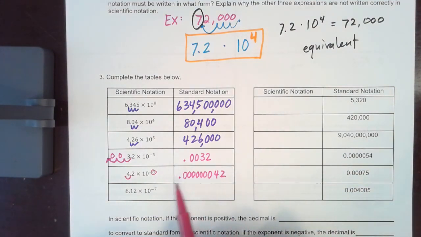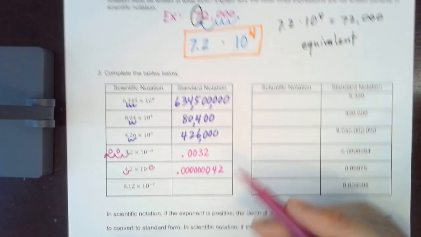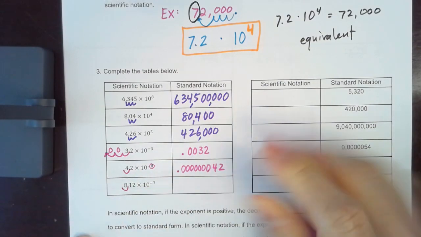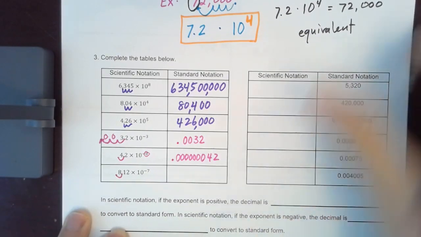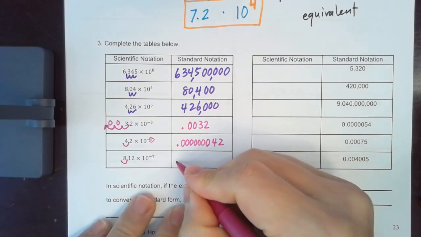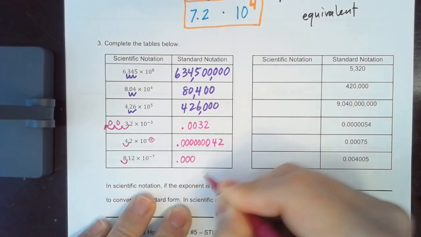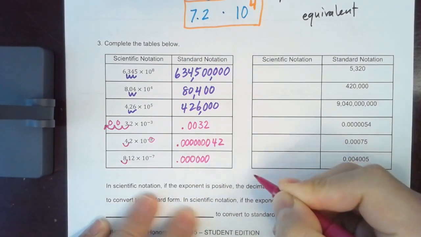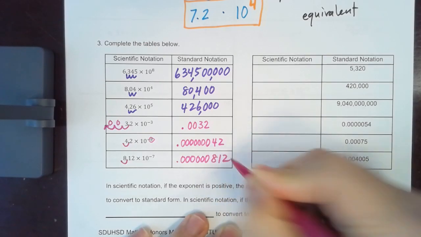Have to be careful here, right? And then double check. Do I have 7 zeros? And then do I have the 4? That gives me 8. Here, 8.12 times 10 to the negative 7. That means I need 6 zeros. 1, 2, 3, 4, 5, 6, 8, 1, 2.